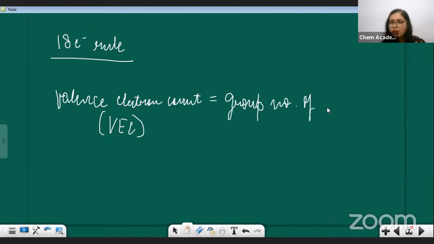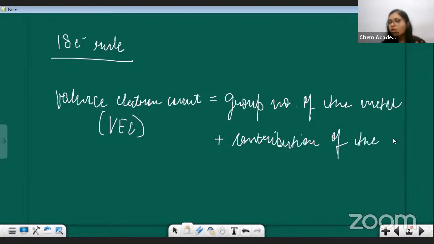The group number of the metal plus the contribution of the ligand, and plus minus charge on sphere.